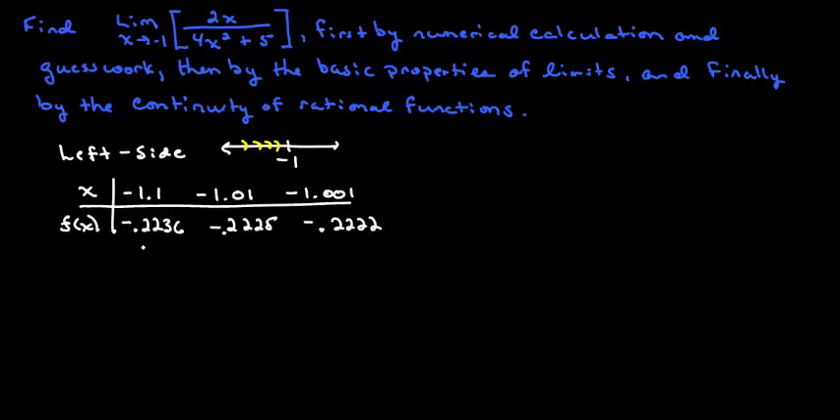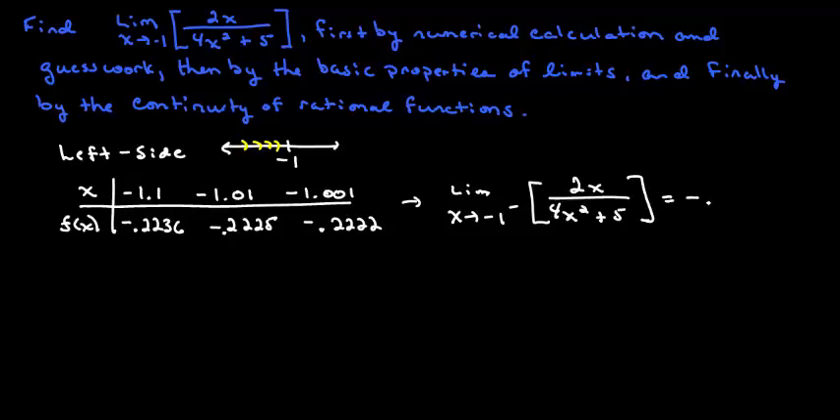But notice that it looks like the trend is getting closer and closer to the following. So we would say the limit as x approaches negative 1 from the left side of that function is equal to negative 0.2 repeating, is what it looks like. Okay, now that's coming in from the left side.